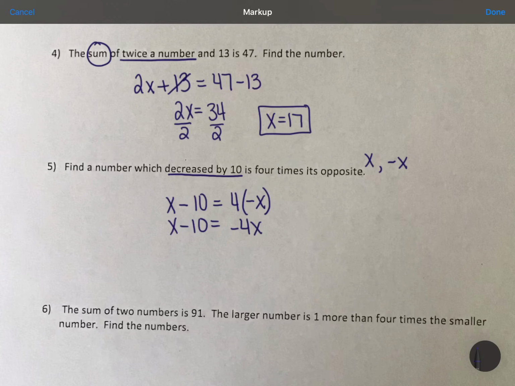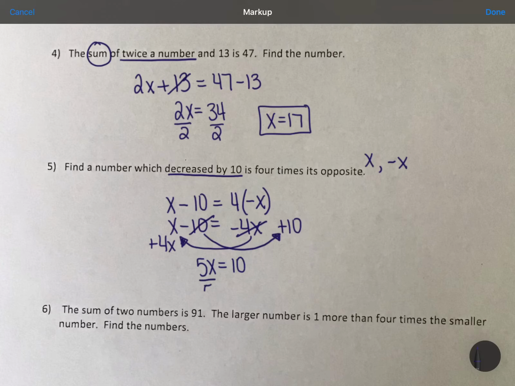All right, variable goes to the left. Number goes to the right. So I'm going to take my 4x and I'm going to move it by adding it because it was negative. And I'm going to take my 10 and I'm going to add it because it was negative. Remember, the variable goes to the left, your number goes to the right. So I can combine and I get x plus 4x is 5x. Bring down my equal sign, and on the right hand side all I have is my 10.